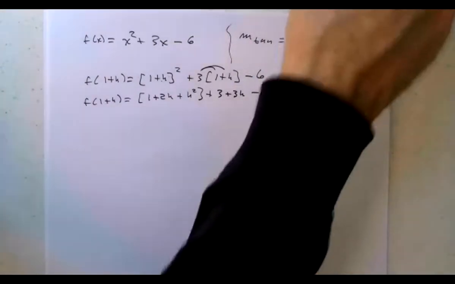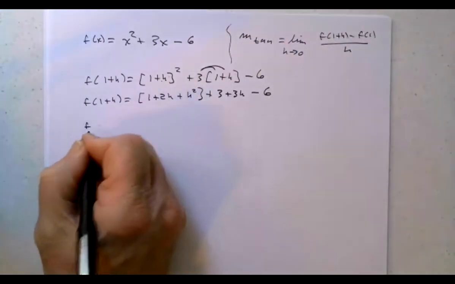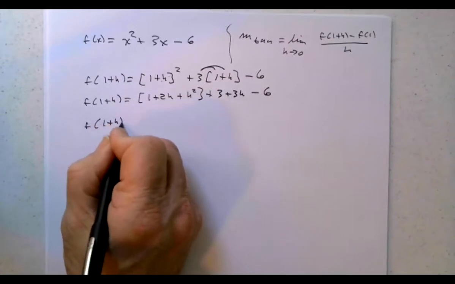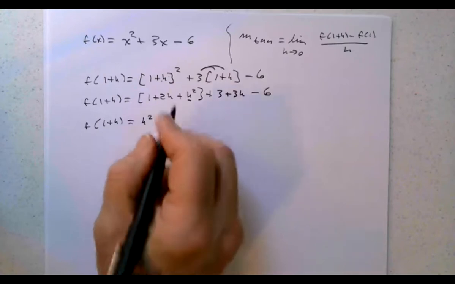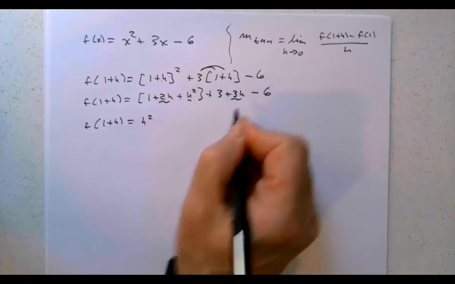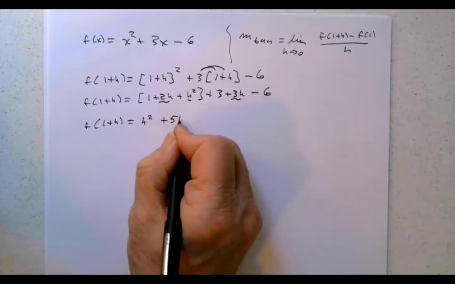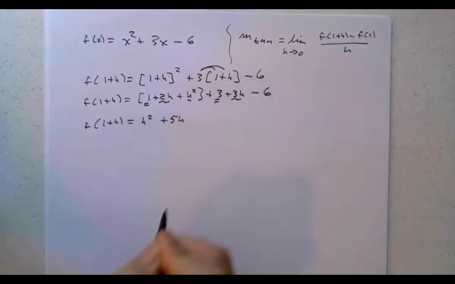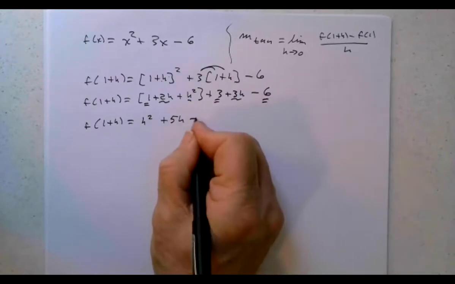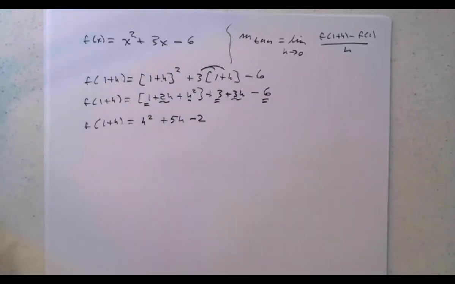So let's simplify this if we can. What is f of 1 plus h? Like terms, we only have one h squared, which is here. The h's, 2h and 3h, would be 5h. And then the numbers, what are my numbers? 1 plus 3 is 4, minus 6 is negative 2. So that's f of 1 plus h.